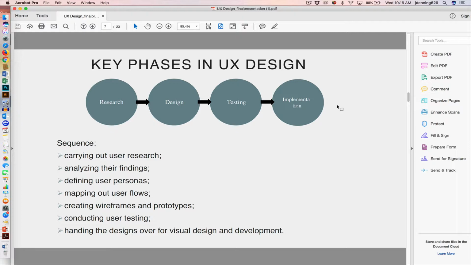So, key phases in UX design. First, you're going to think about carrying out research. Then you're going to analyze the findings. Often, and you've done this in your logo project already, you would define a user persona, and then you would map out the user's flow, and then you would create wireframes and prototypes. Then you would do user testing, and you'd actually have a focus group that you did the tests with, and then you would hand the design over for visual design and development.